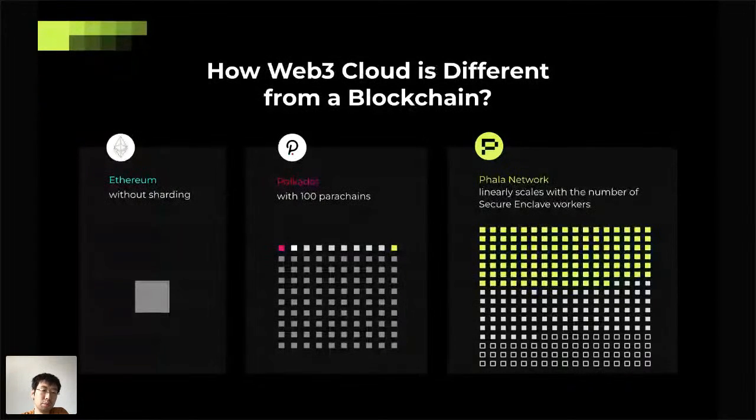And in Ethereum, no matter how many workers there are, from the user's point of view there is only one worker working for them, because all the workers are doing duplicated executions. So this is why the performance and the gas fee on Ethereum are not that satisfying.